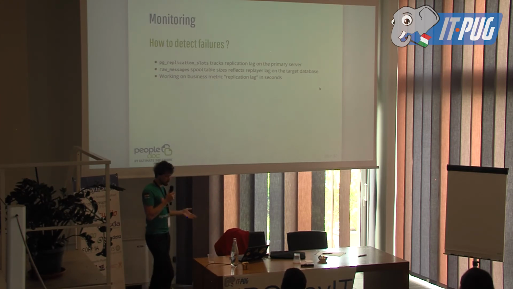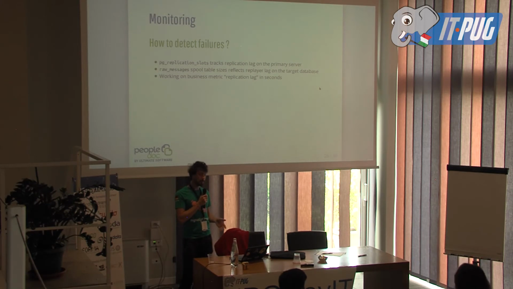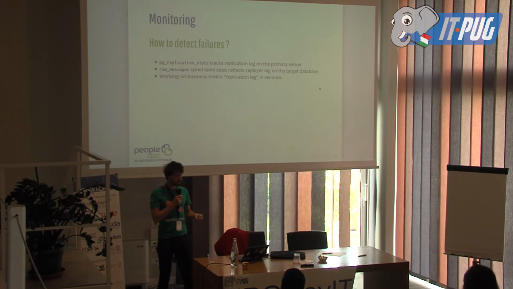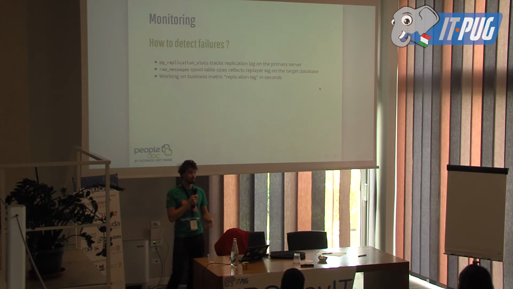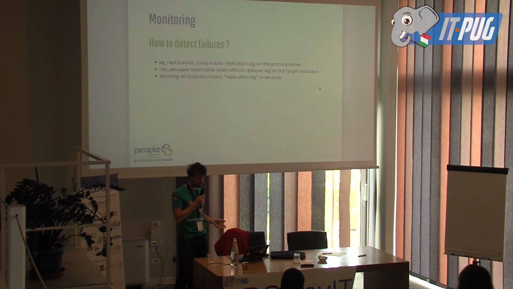No system would be complete without monitoring. Monitoring is always really important. So how do we detect failures? We have PG replication slots on the primary server, which track the replication lag. And the spool table size reflects the replayer lag on the target database. Based on that, we can set up alerts in our monitoring system to know when something goes wrong.